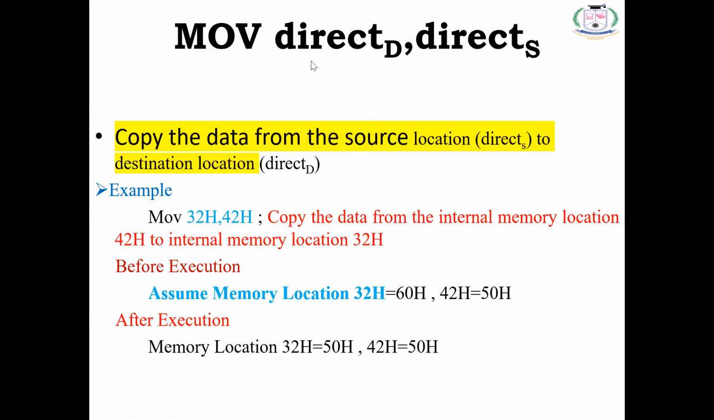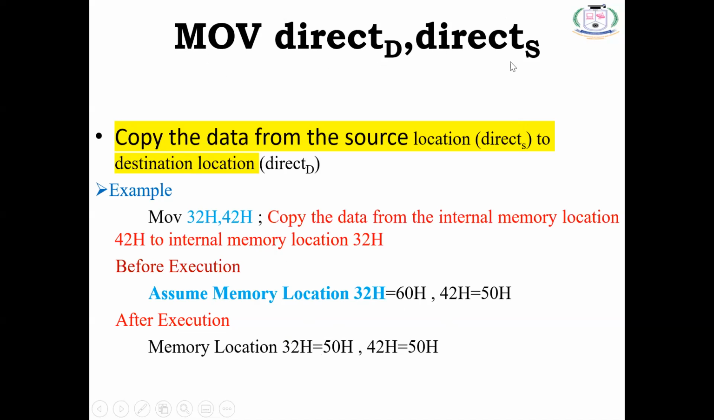Actually, we all know MOV destination comma source. Here they mentioned this is the source address and this is my destination address. So you remember MOV 32H comma 42H. So 42 is my source address. In my source address, what is the content? 50H. My destination content before execution, my 32H is 60. After executing this instruction, the 50 in memory location 42 should be shifted to 32H. So 32H value is now what? 50. Are you clear?